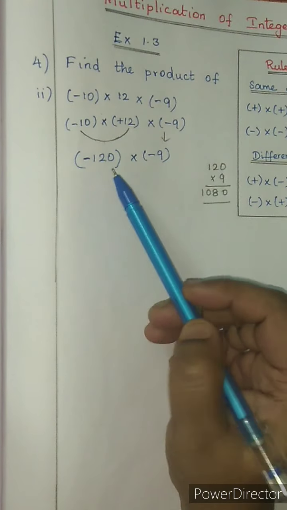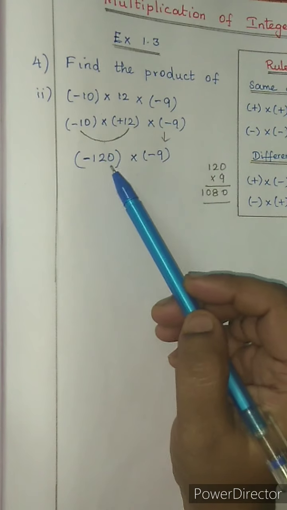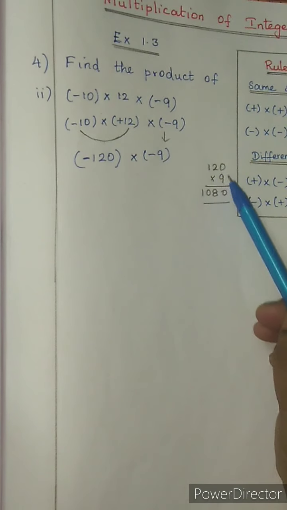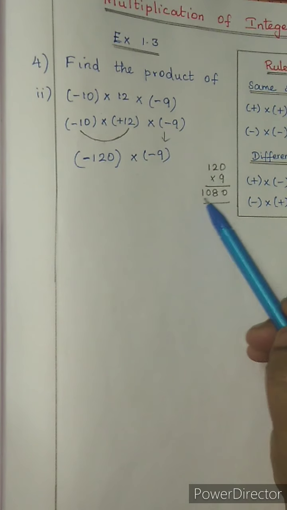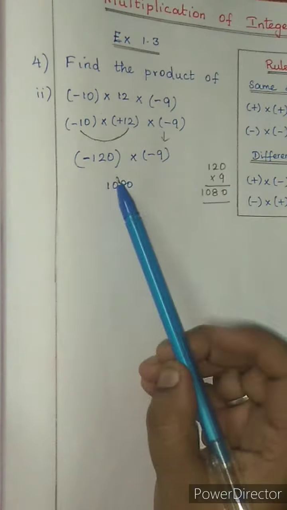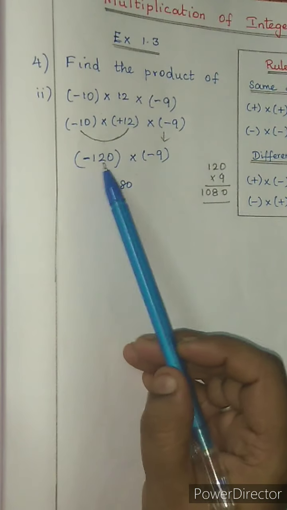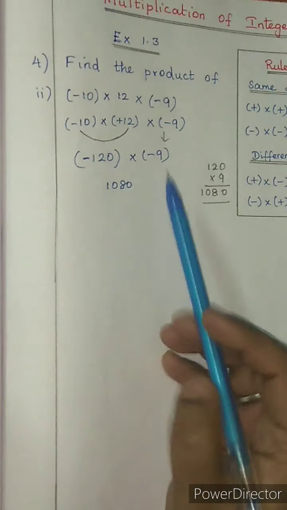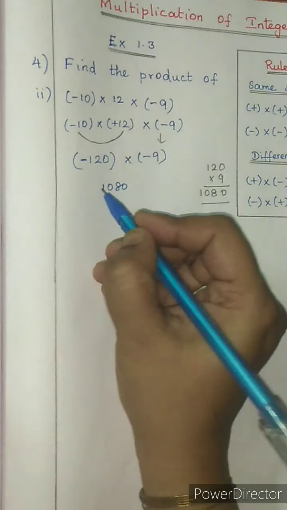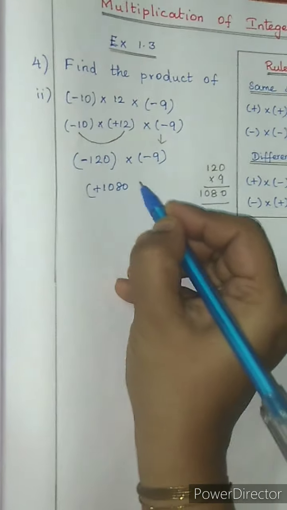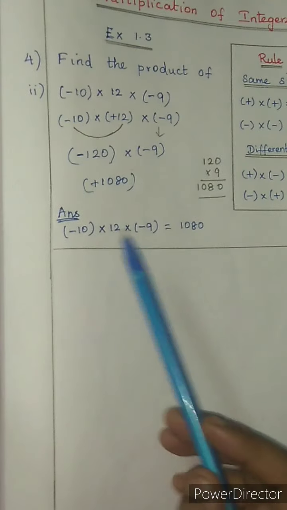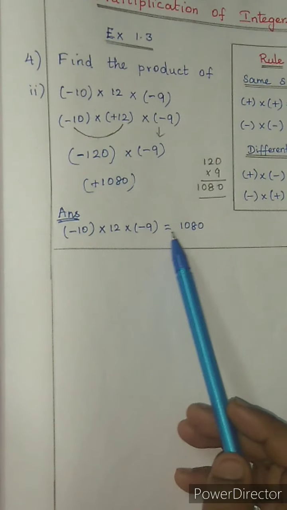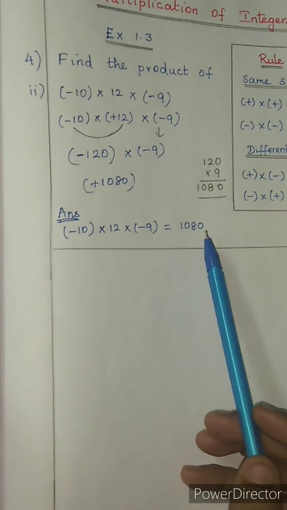First, let us multiply the numericals, then see to its sign. So, when you multiply 120 by 9, we get 1080. So, what about their signs? Both the integers have negative sign in front of it. So, their product is positive. Answer, minus 10 into 12 into minus 9 is equal to 1080.